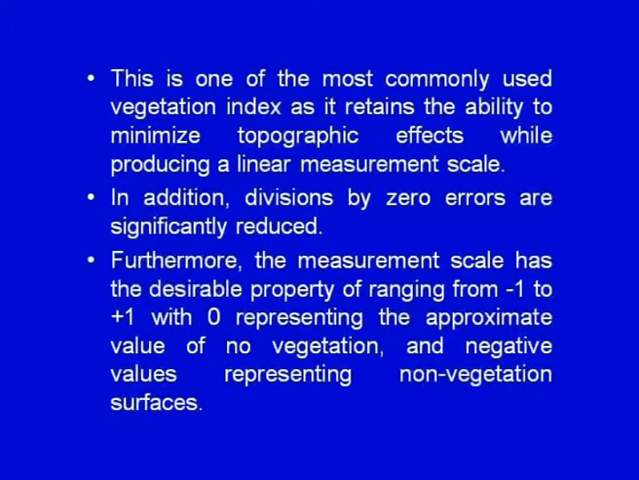This is one of the commonly used vegetation indices as it retains the ability to minimize topographic effects while producing a linear measurement scale. In addition, division by zero errors are significantly reduced. Furthermore, the measurement scale has a desirable property of ranging from -1 to +1, with 0 representing an approximate value of no vegetation and negative values representing non-vegetative surfaces.